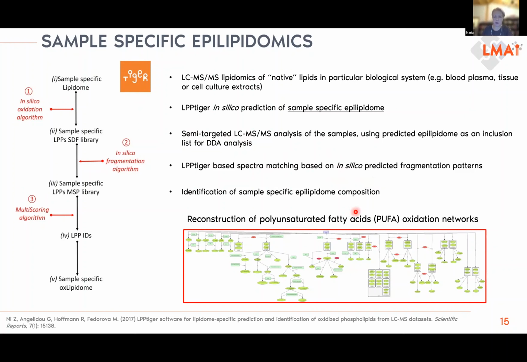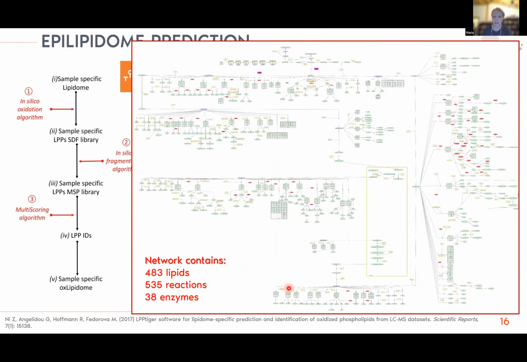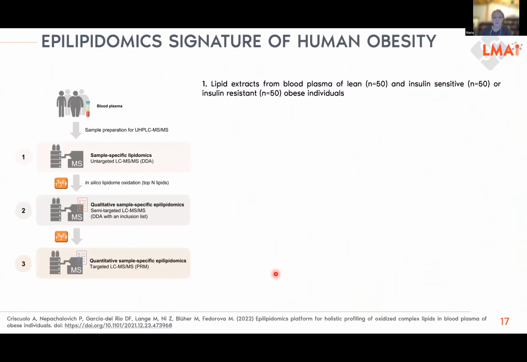So these reconstructed networks were really instrumental, and this is shown only for one fatty acid. I think it's cholinolenic acid, but in reality, the whole network looks like that, where we have more than 500 reactions for more than 480 different oxidized derivatives. And at the end, I will show you just one example of what we recently did with this approach.